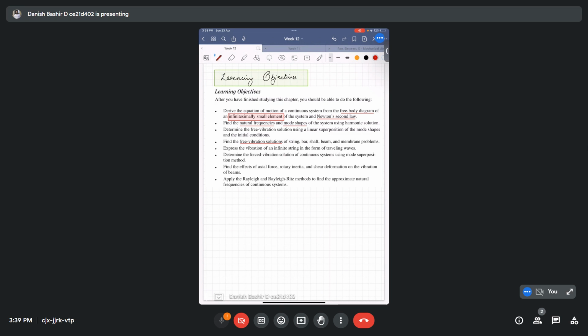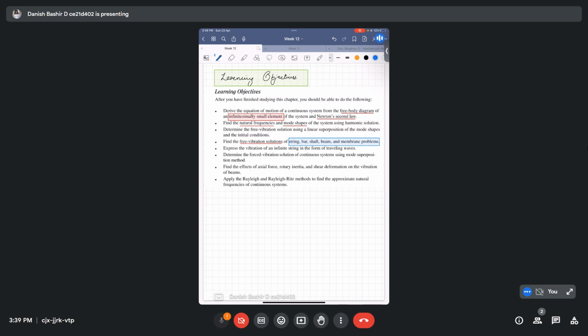Okay, this will be for string, bar, shaft, beam, and membrane problems. But we will not be able to cover all these things in today's live session. We will limit our discussion to string, bar, or maybe beam if time allows us to discuss these things as well. So let's see how the session proceeds.